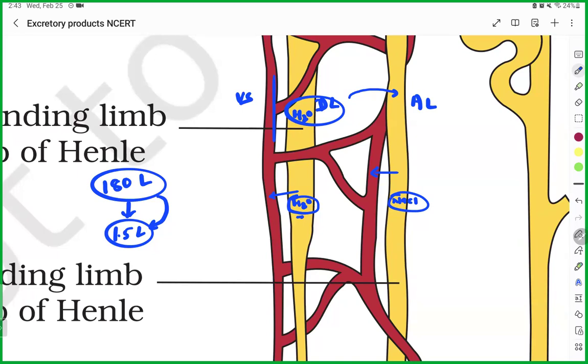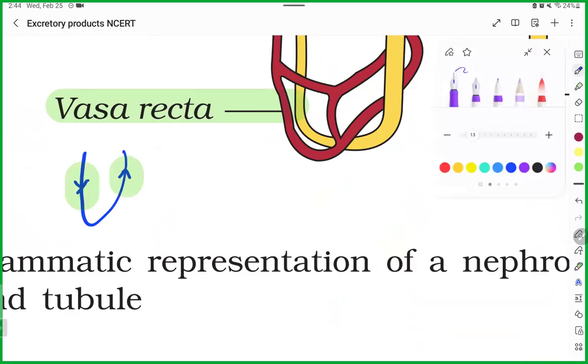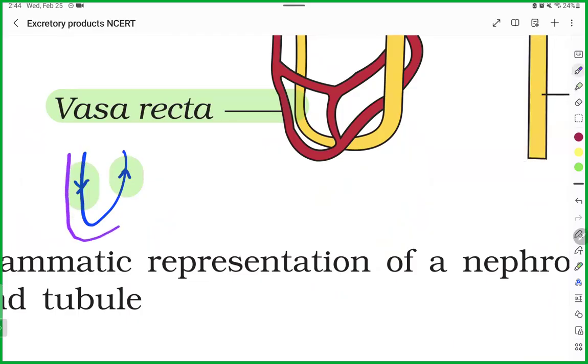So if you see your loop of Henle, you have two parts: one is the descending limb, another is the ascending limb. This is known as countercurrent, opposite direction. One is in the downward direction, another in the upward direction. Parallel to this, you have the vasa recta. Even in this vasa recta, you have a countercurrent mechanism, because one limb goes in the downward direction, another limb in the upward direction.